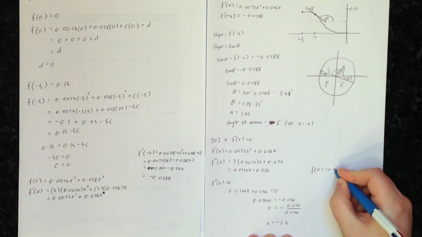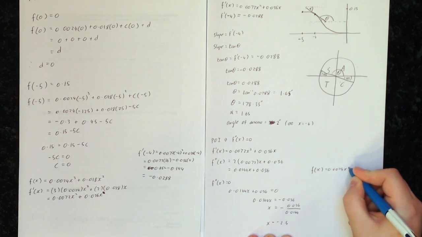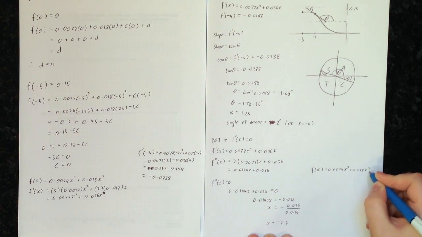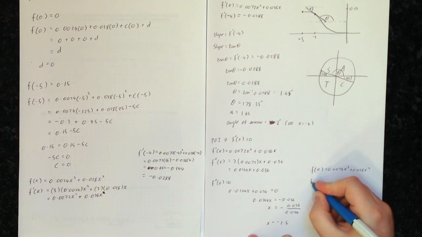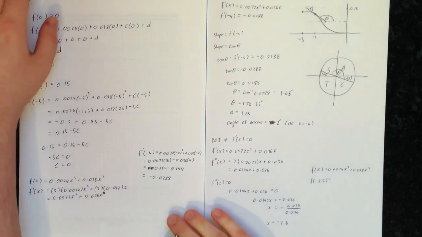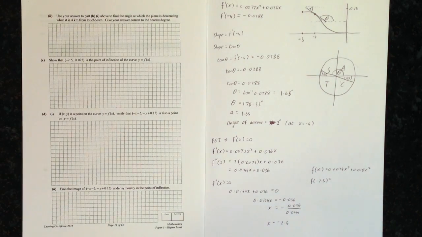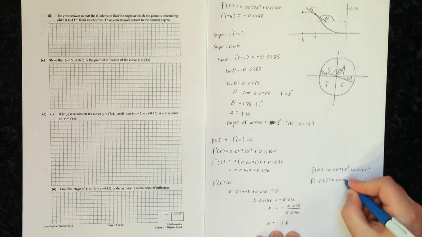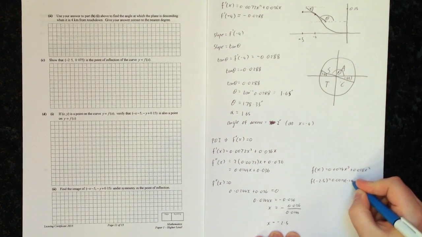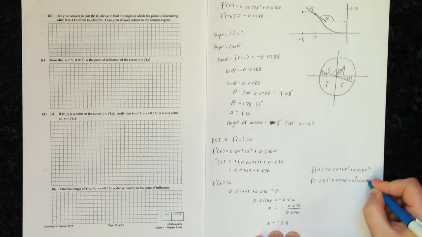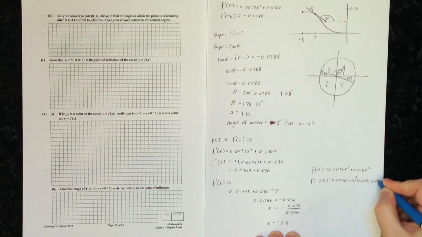is equal to 0.0024x cubed plus 0.018x squared. So f of minus 2.5 should be equal to 0.075. Now let's verify that. So we have 0.0024 times minus 2.5 cubed plus 0.018 times minus 2.5 squared.